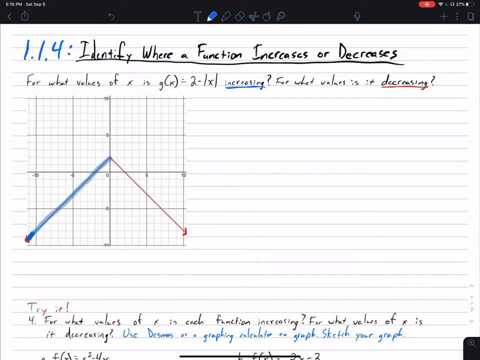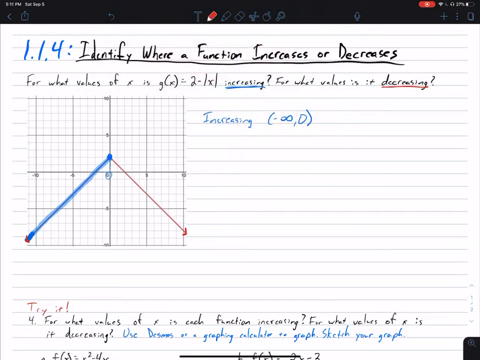Okay. So when we're talking increasing, we're going to use interval notation. So it's increasing all the way from the left. That graph just keeps going left, so that's going to be negative infinity. And it's going to keep going up until I get to this point right here, and in that case, my x value is 0. So it's increasing from negative infinity to 0. That's it. Just going up.